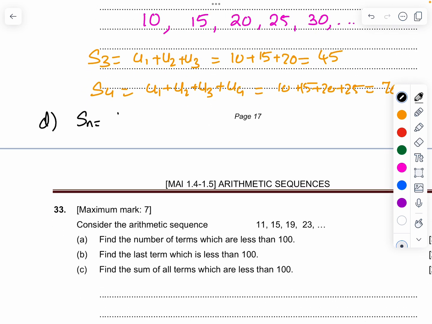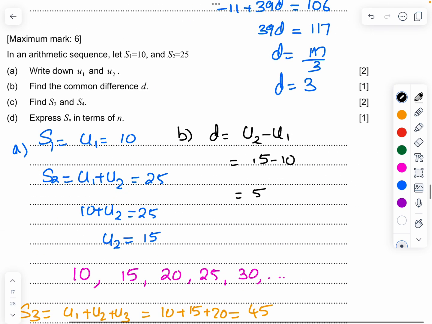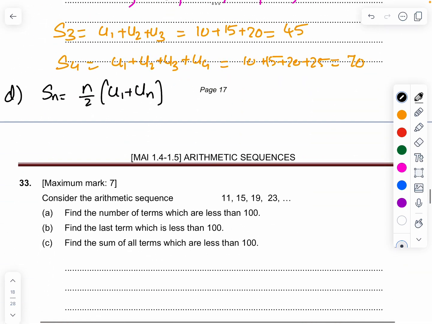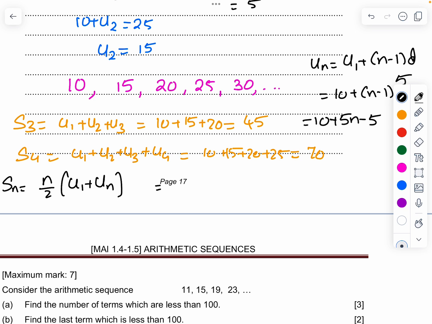Sn is n upon 2 times first term plus last term. Have we found the nth term? We haven't found the nth term. So let's find the nth term first, which is U1 plus n minus 1 times D. So U1 is 10 plus n minus 1 times 5. So which is 10 plus 5n minus 5, which is going to be 5n plus 5.